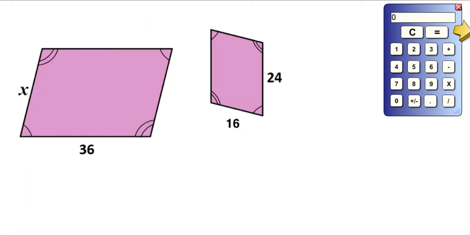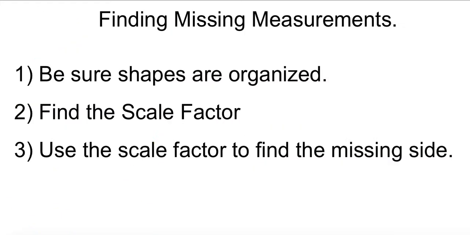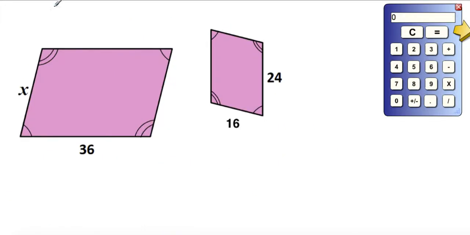In our next example, we will have to rotate our figures a little bit because, if you know from our first step, we have to be sure that our shapes are organized well. So here you'll see that we have two parallelograms, and I'm going to redraw this one. You'll see that I have a missing side x, and I have 36.